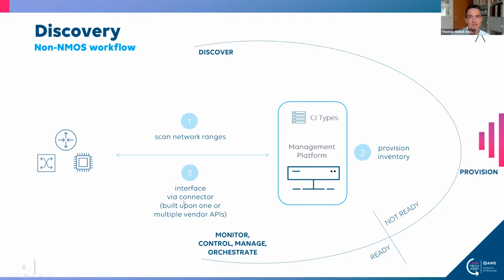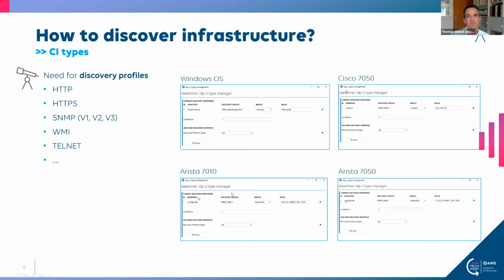And that's today not only SNMP anymore. Many of those connectors we are building, they are based on multiple APIs, a mix of REST, something JSON, SNMP, OpenConfig, etc. So that initial life cycle is really, you need to discover, you need to provision. Then there is this transitioning phase from when an equipment is not ready yet until it's ready for you to be used in production, to control, monitor, manage, and orchestrate the equipment.